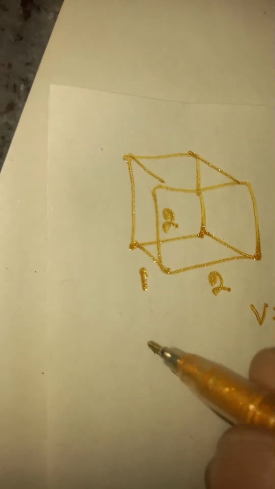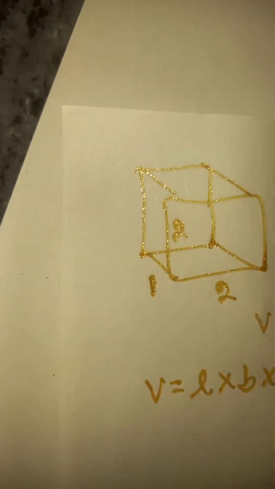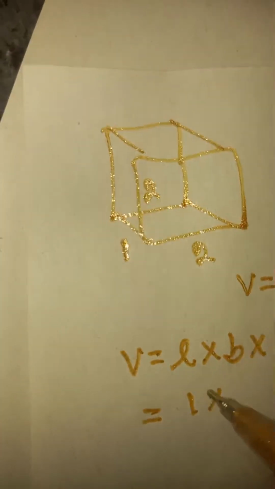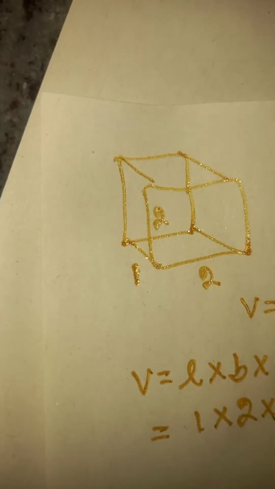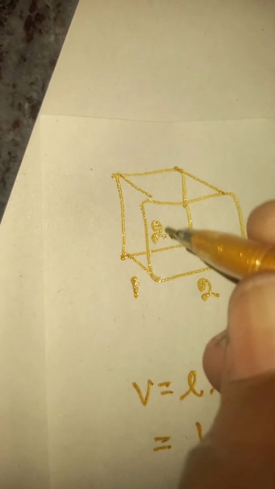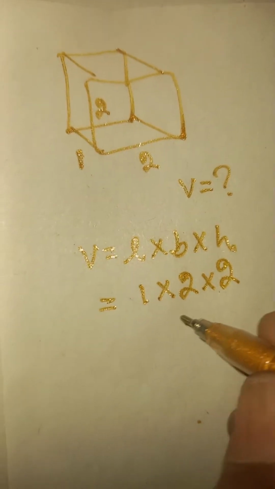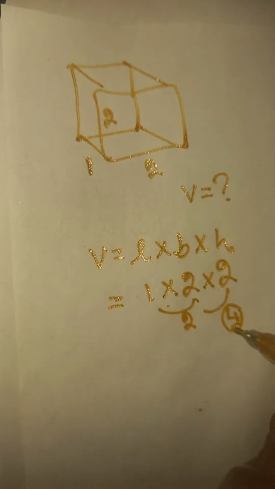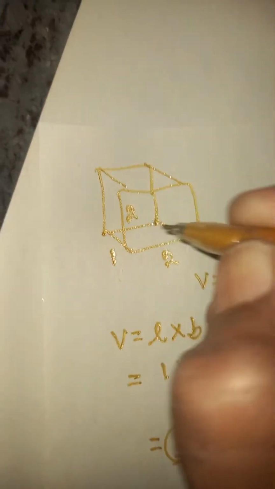Here also the volume of the cuboid can be found out as length times breadth times height. Here this is the length, which is 1 unit, times the breadth, which is 2 units, times the height, which is also 2 units. You can multiply this. 1 times 2 is 2, 2 times 2 is 4. So 4 cubic units is the volume of this cuboid.